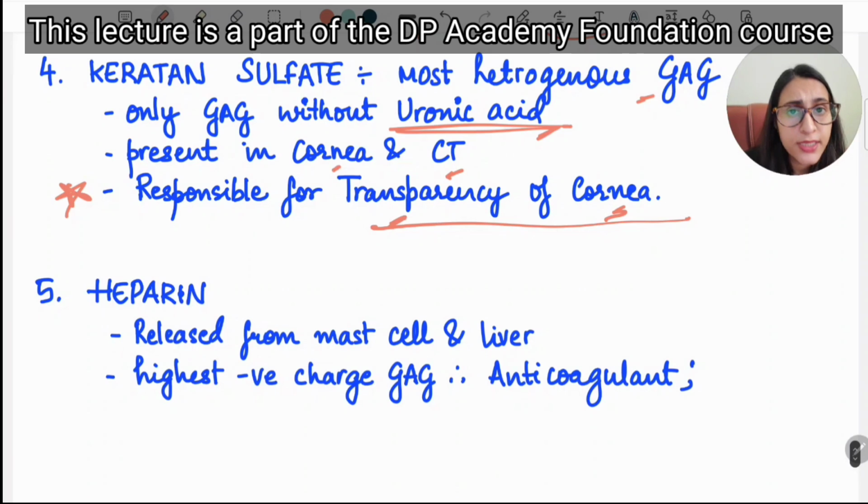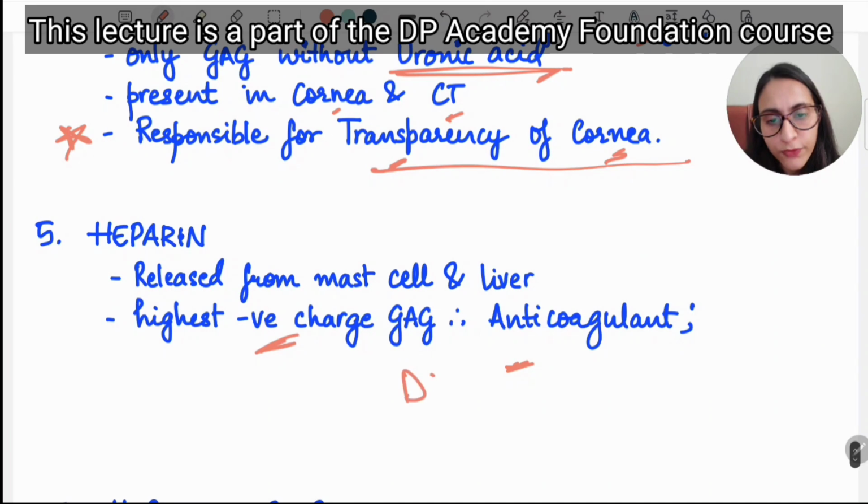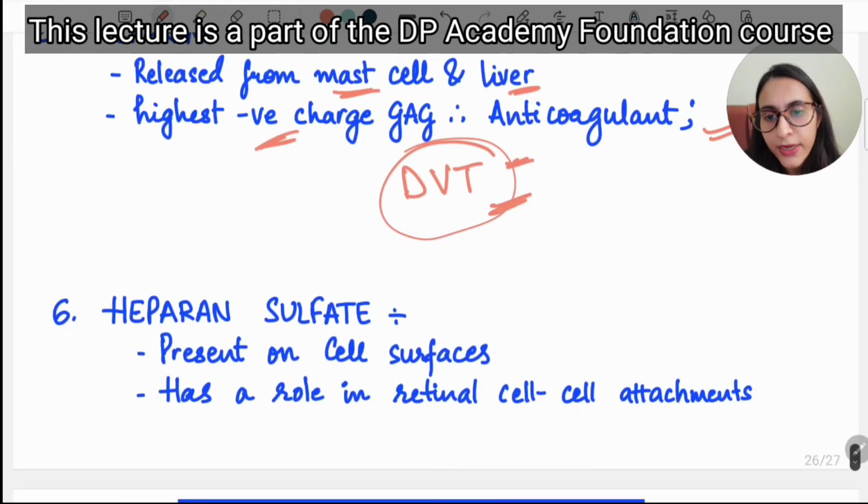Heparin does not contain sulfate in its name, but it is the most sulfated because it contains the highest negative charge among the glycosaminoglycans, and that is why it is an anticoagulant. It activates antithrombin III and it slows or prevents the progression of DVT. Basically it slows down further clot formation. It is released from the mast cells and the liver, and it is an expensive anticoagulant. Heparan sulfate is present on the cell surfaces and it has a role in cell-cell attachment.